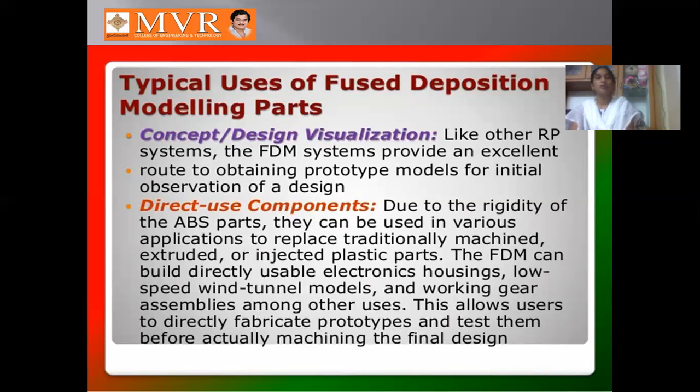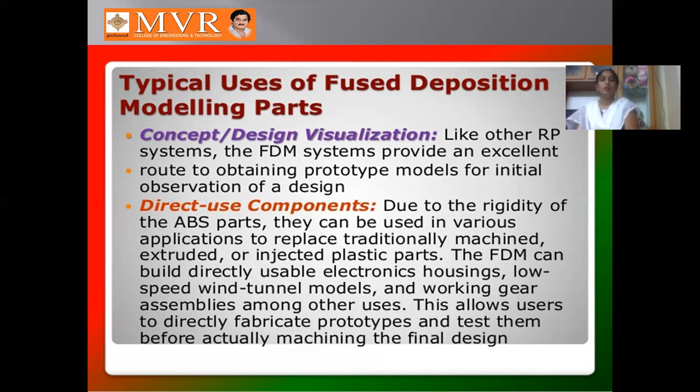Okay, next, direct use components. Direct use components is nothing but, due to the rigidity of the ABS, parts can be used in various applications to replace traditionally machined, extruded, or injected plastic parts. The FDM can build directly usable electronics housings, low-speed wind tunnel models, and working gear assemblies among other uses. This allows users to directly fabricate prototypes and test them before actually machining the final design.